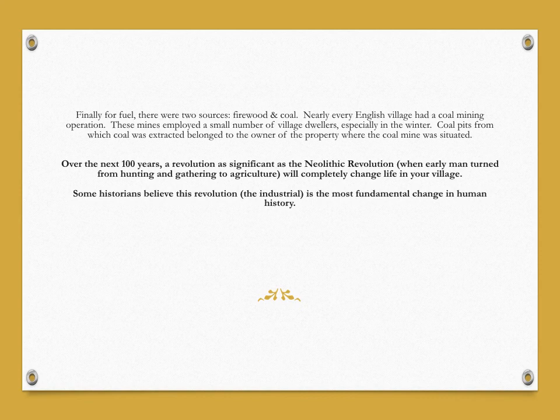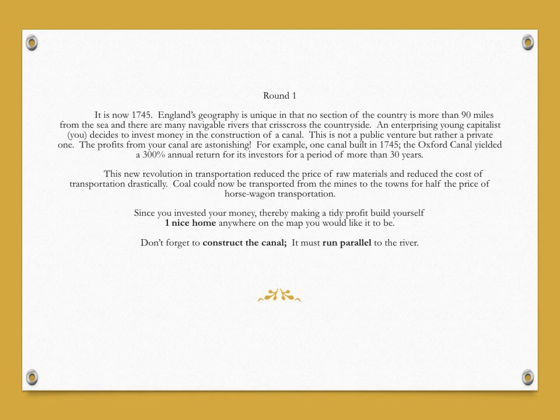So over the next 100 years that we're going to cover in this simulation, a revolution as significant as the Neolithic Revolution, that's the first agricultural revolution, when early man turned from hunting and gathering to agriculture, will completely change life in the little village you just drew on your paper. Some historians believe this revolution, the Industrial Revolution or the Second Agricultural Revolution, is the most fundamental change in human history. All right, round one.